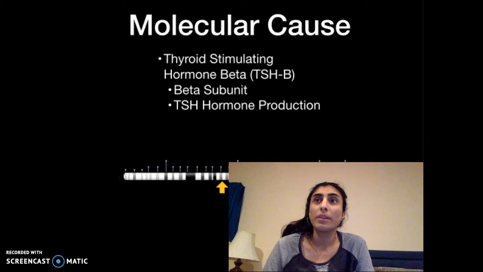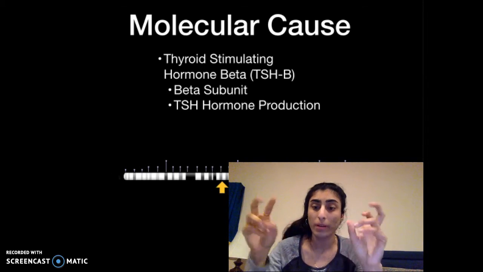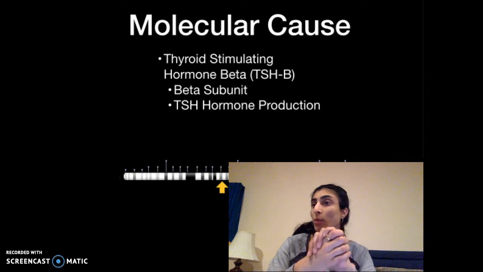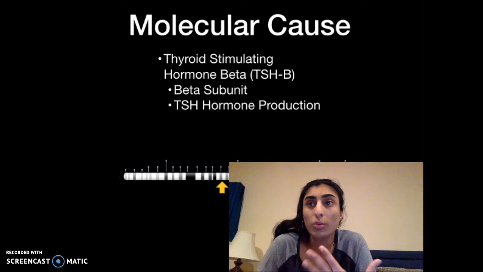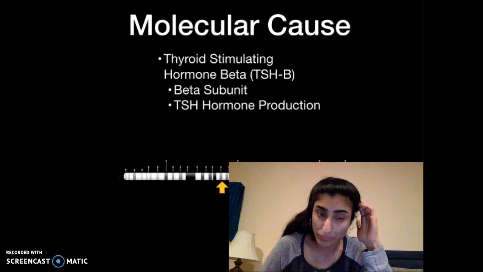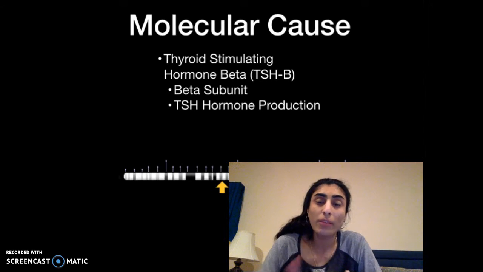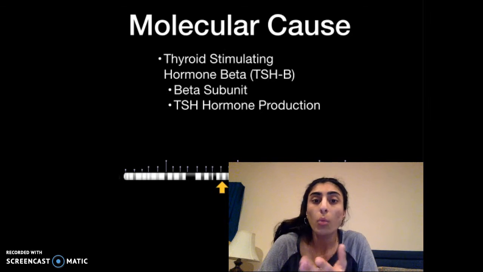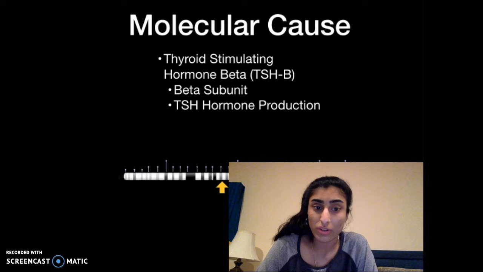So the beta subunit and the alpha subunit conjoin here, and the beta subunit has a seat belt. It's like an extra piece that wraps around and holds them together. A change to that is what causes the lack of functionality of the TSH in the pituitary gland, because that part of the beta subunit that wraps around the alpha subunit is what allows for functional TSH.